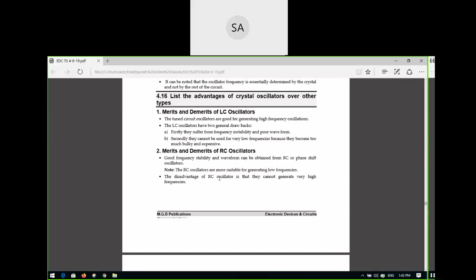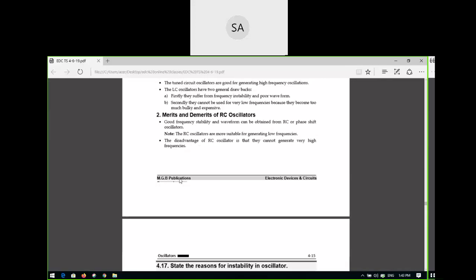And the merit of the RC oscillator is that it is used for low frequency oscillation. The disadvantage is that it is not used for high frequency oscillations, and it also changes with temperature. Okay, so this is the disadvantage of RC oscillators. The disadvantage of the RC oscillator is that it cannot generate very high frequencies.